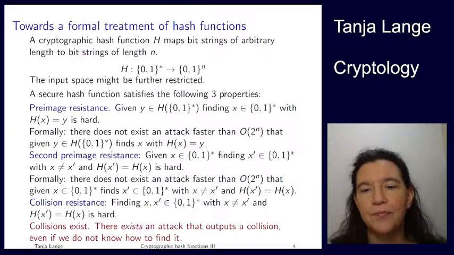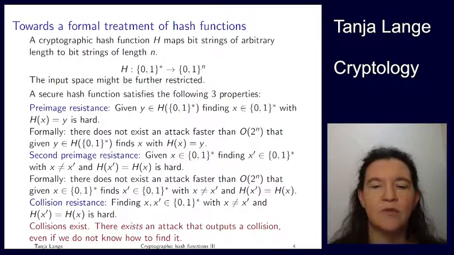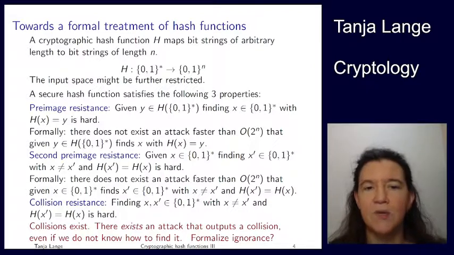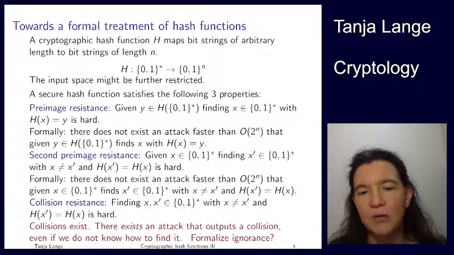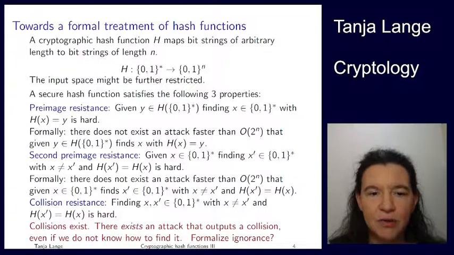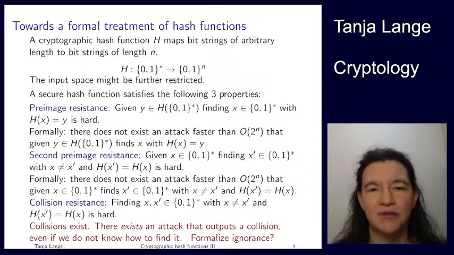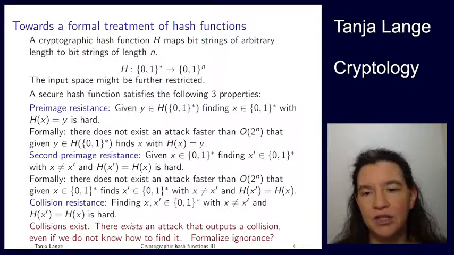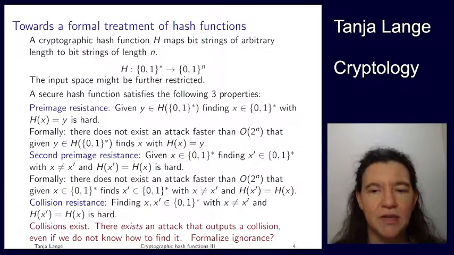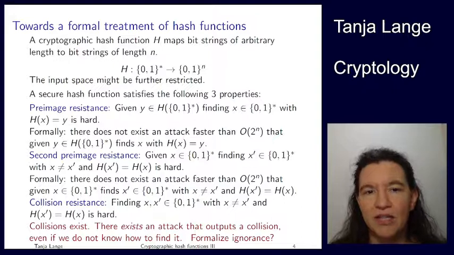Now, how can we bootstrap from this? One way is to say we could formalize the human ignorance. We could say, well, nobody can find it, or we don't know. But that's not really where we want to go with formal treatments. What is happening in formal treatments is that we're talking about concrete hash functions, so this is the correct definition, but how can we rescue this? How can we modify the definition so that we can have mathematically or computationally sound statements?